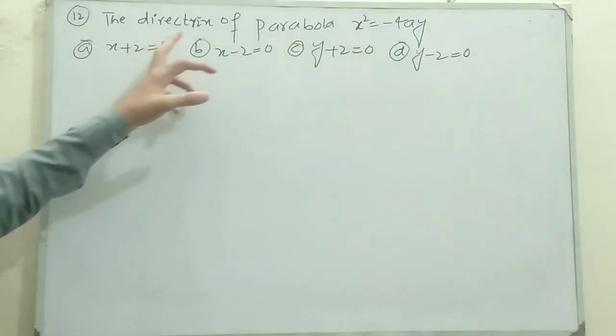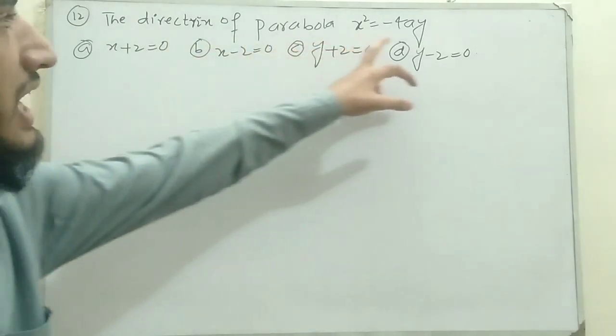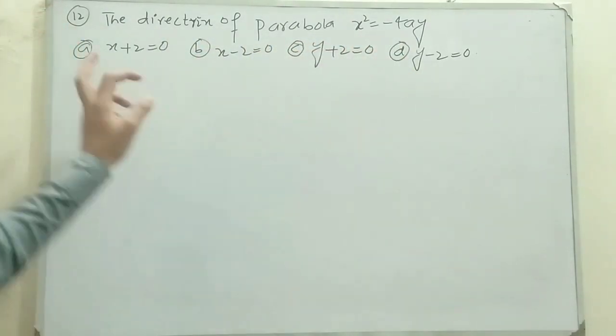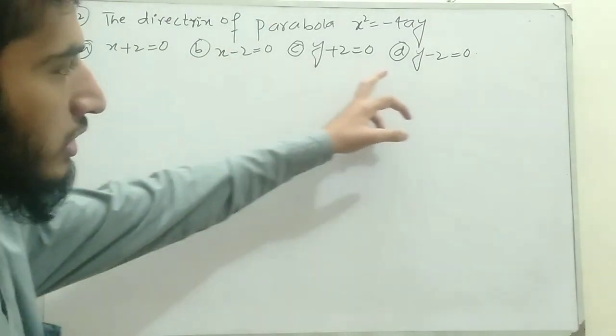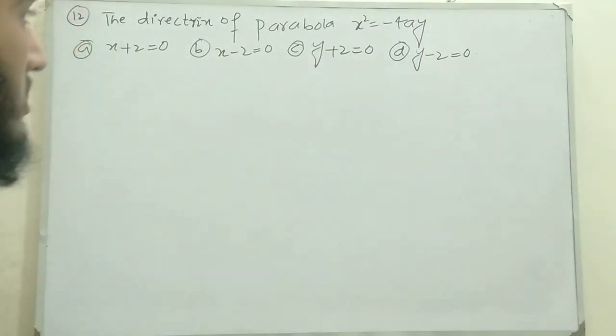It tells that the directrix of the parabola x square is equal to negative 4ay will be either x plus 2 is equal to 0, or x minus 2 is equal to 0, or y plus 2 is equal to 0, or y minus 2 is equal to 0.